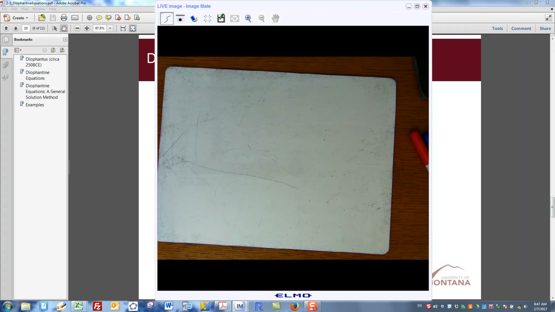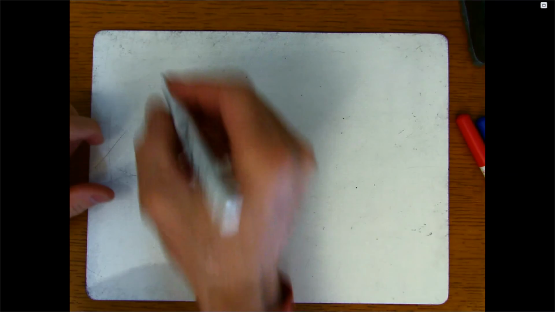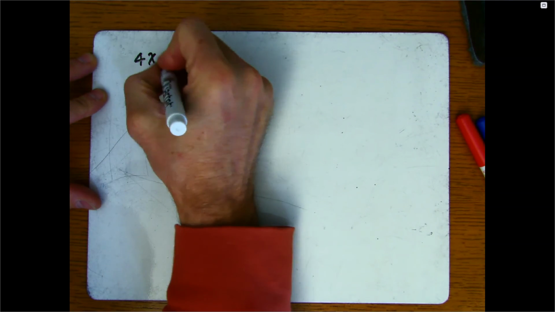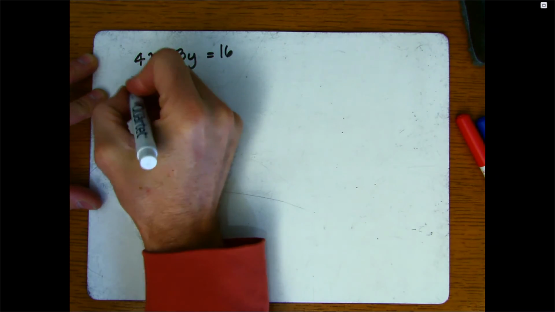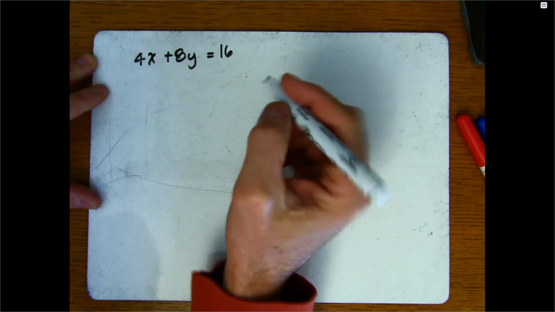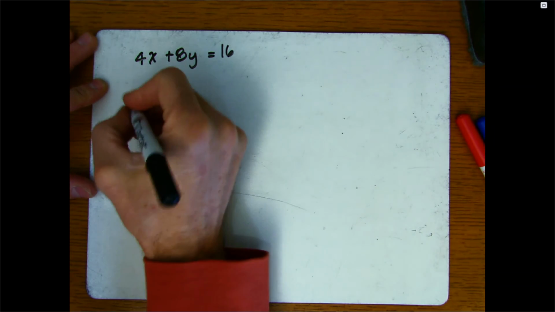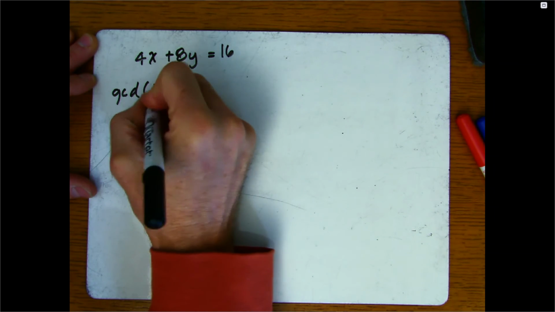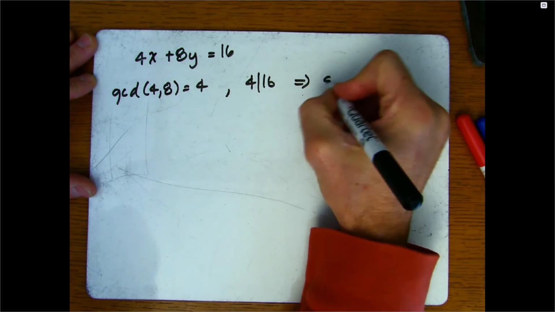I'll make this bigger this time. So let's see, what do we have here? We have something of the form 4x plus 8y is equal to c, is equal to 16. We had a few solutions just by looking at it. The first thing you should notice is that the GCD of 4 and 8 is indeed 4, and 4 divides 16, so there are solutions.